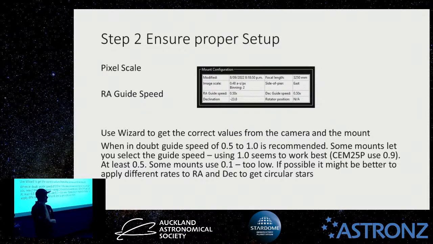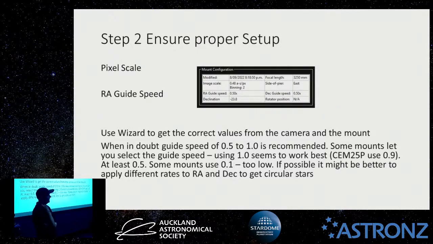Some mounts, and that applies to my mount at home, don't have a natural RA guide speed. So you can set it to any value between 0.5 and, in my case, 0.9. You can't set it to 1. I don't know why. So yeah, it's hard to find manufacturers' recommendations for the guide speed. Some manufacturers say use guide speed 1, and that seems to be the most common number. But my mount can only be 0.9 at most.